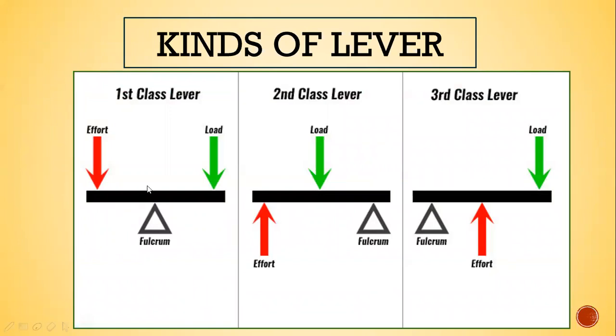Let us study the types of levers now. Kinds of levers: first class lever, second class lever, and third class lever. What is the difference between the three? For a class 1 lever, the fulcrum will be in the center, between the effort and the load. For a class 2 lever, the fulcrum is on one end, the load is in the center, and the effort is on the other end. For a class 3 lever, the effort will be applied in the center, the fulcrum is on one end of the lever, and the load is on the other end.